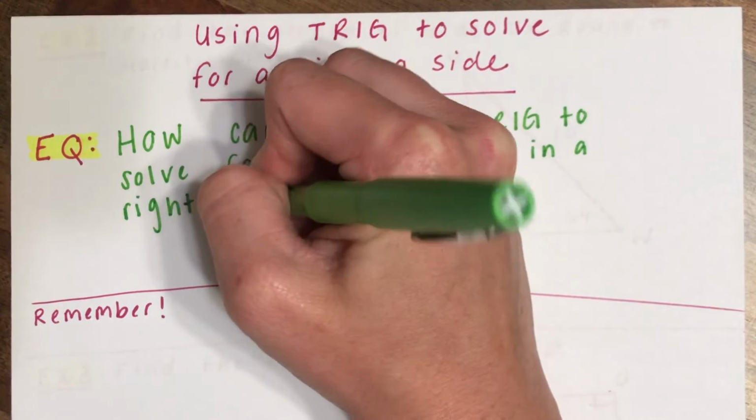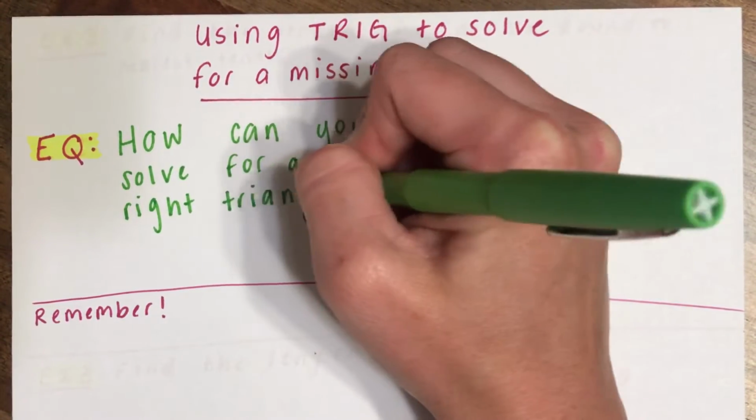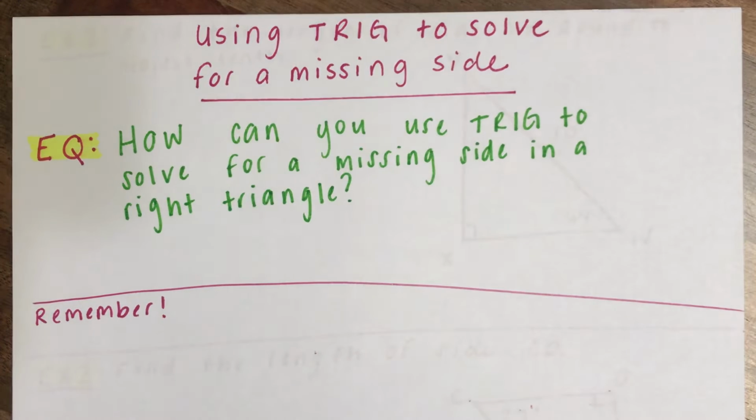So this is a little bit different than what we have done with Pythagorean theorem. When we did Pythagorean theorem, we were given two sides and we had to find the third missing side. Instead, with trig problems, you will be given one side and one angle, and you'll have to use the trig ratios to solve for a certain side.